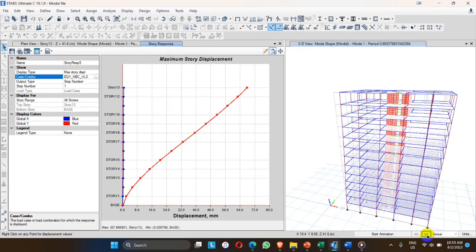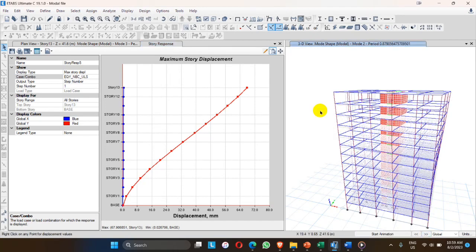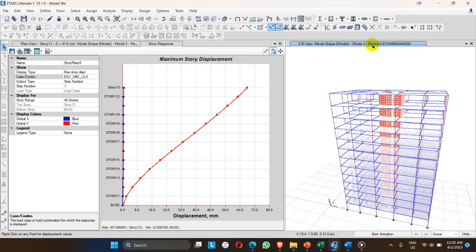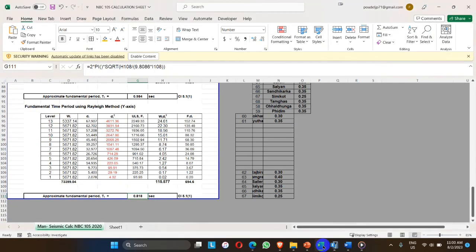In other modes, let me check the time period of the structure. This is 0.879. It means the building is in torsion. So for the y direction, let me go to another mode, I mean mode 3. The time period is 0.815, which is exactly the same as the time period obtained from the Rayleigh method when rounding to 2 digits.